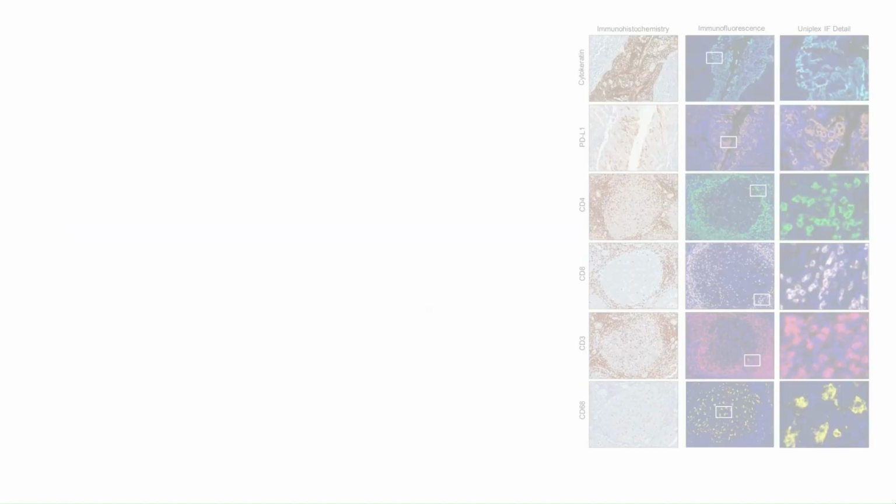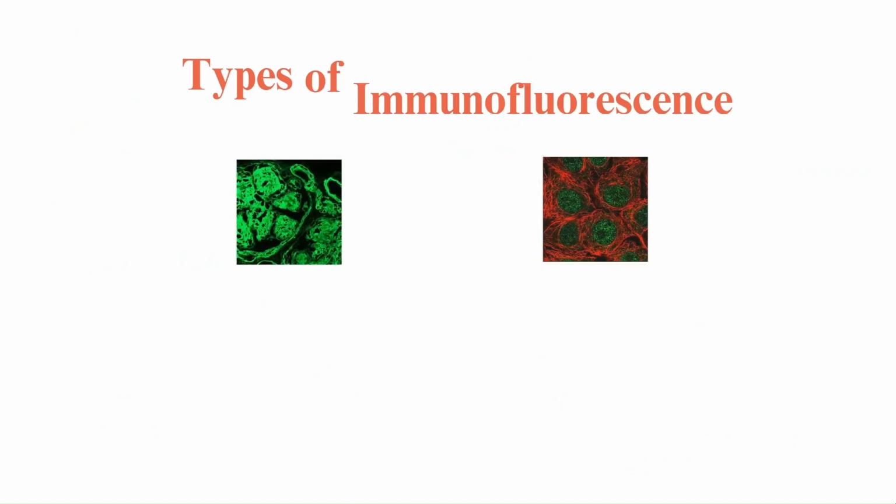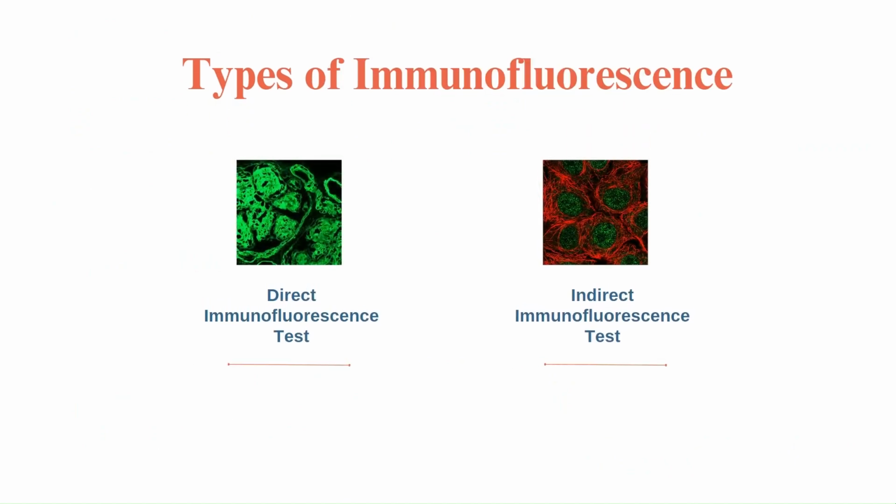So why is the immunofluorescence test used? Immunofluorescence is a histochemical laboratory staining technique that uses the specificity of antibodies to their antigen. It is widely used in immunohistochemistry, based on the use of fluorochromes to visualize the location of the antibodies. There are two types of immunofluorescence tests: direct immunofluorescence test and indirect immunofluorescence test.